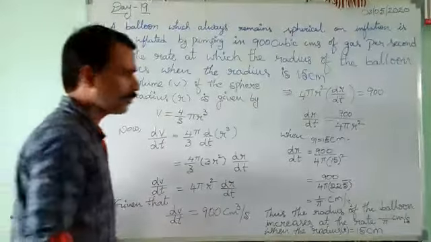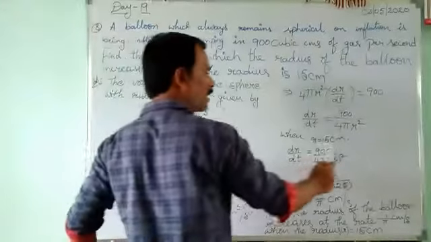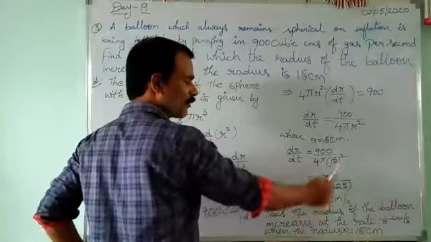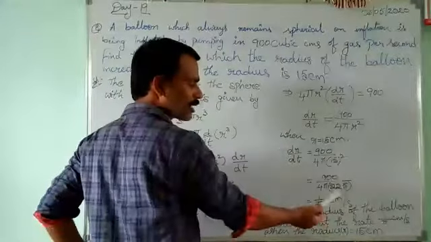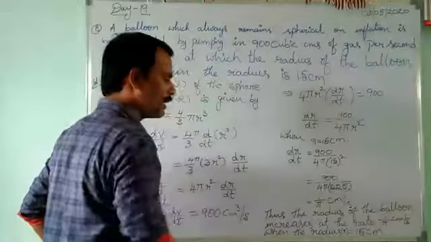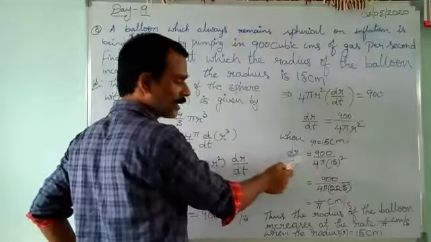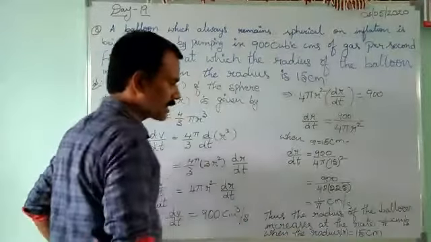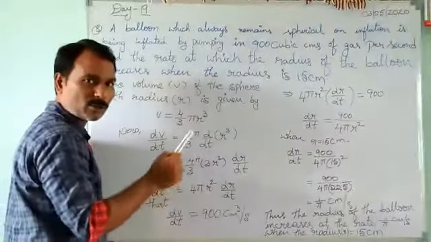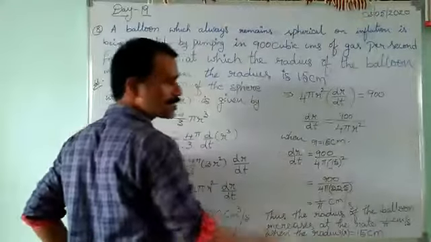We need the r value. What did he say? When the radius is 15 centimeters. When r is equal to 15 centimeters, dr by dt is equal to 900 by 4 pi into 15 square. 15 square means 225. 225 times 4 is 900 actually. 900 will cancel. What do you get finally? 1 by pi centimeter per second, which is dr by dt. Radius is in centimeters, time in seconds, so centimeter per second. This is a simple simplification. He gave dV by dt and we found the dr by dt value. This is the conclusion statement.